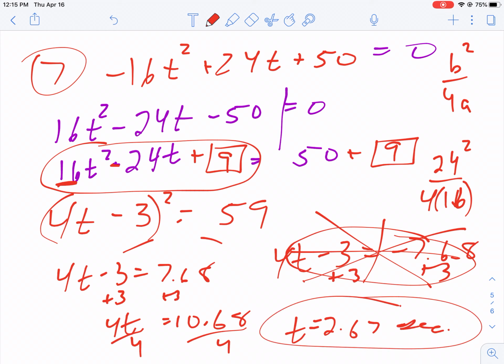Now, I didn't put any word problems on the quiz. It's just basic problems. But yeah, that's how you solve all those problems.